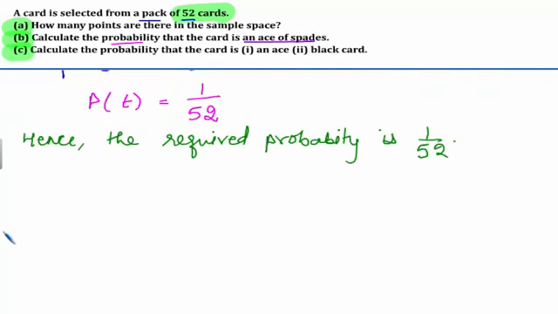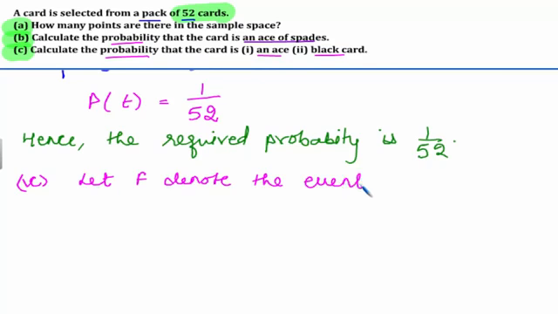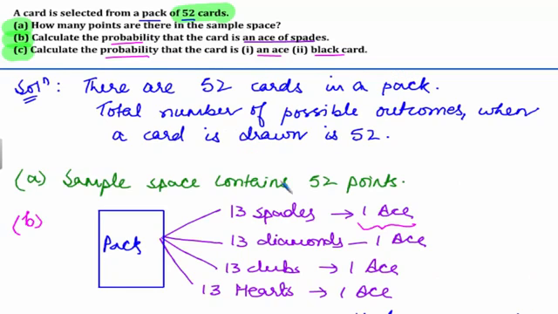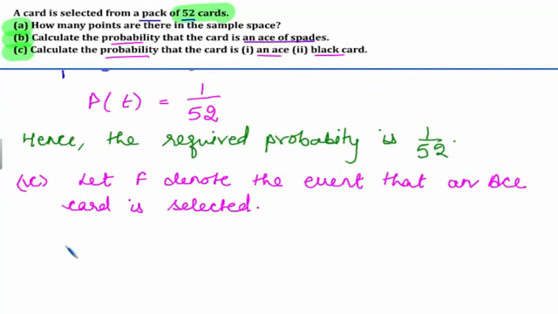Now let us proceed on to the C part. In the C part, we have to find the probability that the card is an ace card and second, a black card. Now, first, let F denote the event that an ace card is selected. Now, as we have seen above, all the 4 types of cards have 1 ace. Therefore, the total number of ace cards are 4.